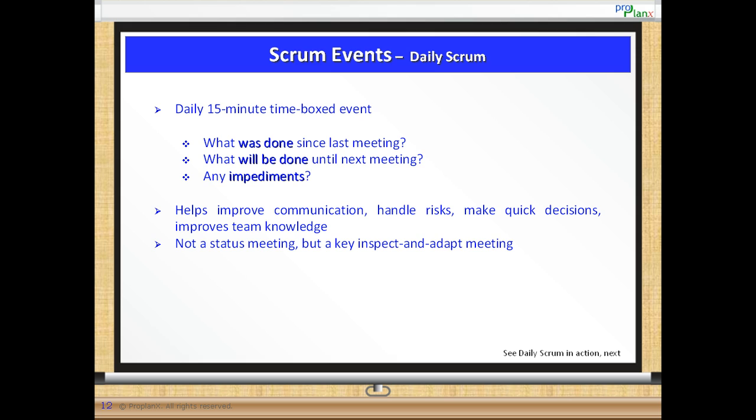As part of the inspect and adapt mechanism of Scrum, this is a key meeting for the team members to share information, and this is not necessarily a status meeting. Therefore, though the Scrum Master facilitates the meeting, it is actually the team members who are responsible for its conduct. This meeting can be scheduled for the same time, same place, every day to set up the habit within the team.